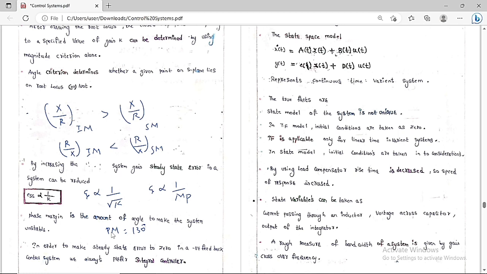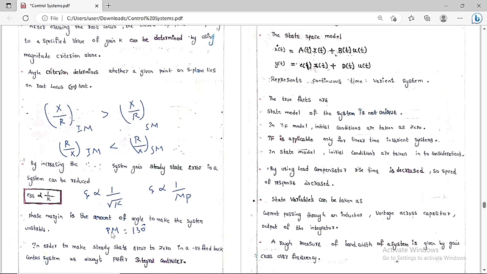Phase margin is the amount of angle to make the system unstable. Up to this much angle, the system will be stable, but if you exceed more than this, the system will be unstable. So this point you always have to keep in your mind.